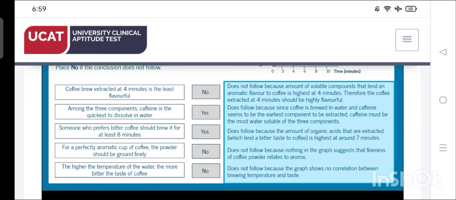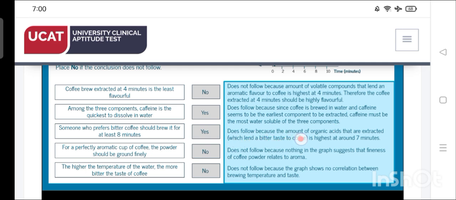So in this they are saying first one does not follow because amount of volatile compounds that lend an aromatic flavor to coffee is highest at 4 minutes. Therefore, the coffee extracted at 4 minutes should be highly flavorful. Second one does follow because since coffee is brewed in water and caffeine seems to be the earliest component to be extracted, caffeine must be the most water soluble of the three components.